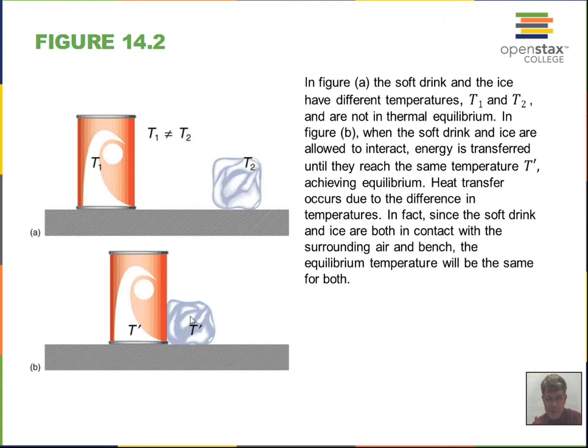So, a soft drink can and an ice cube can have different temperatures when they're apart. This is a somewhat simplified diagram, but if we put them in a big beaker side by side, then eventually they'll reach the same temperature. The ice, of course, is going to melt, but we can have the same equilibrium temperature if we maintain this system in a more restricted environment where the water can't flow away.